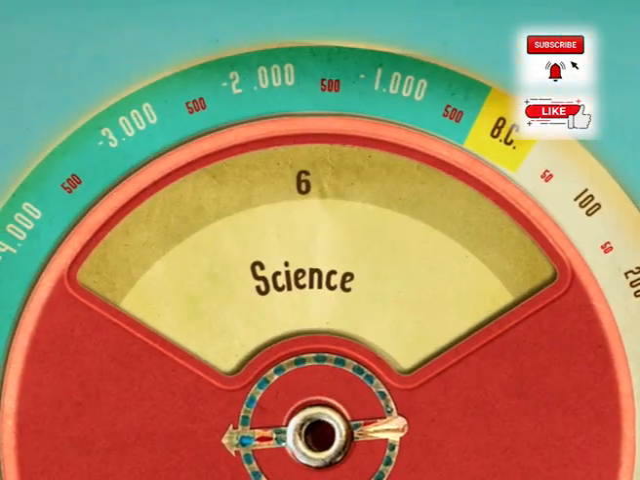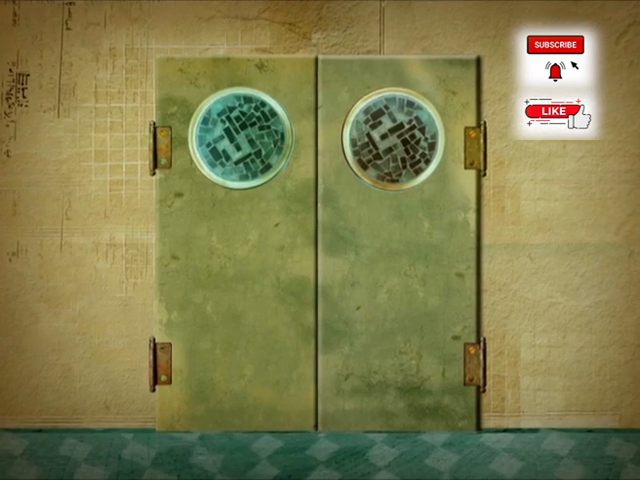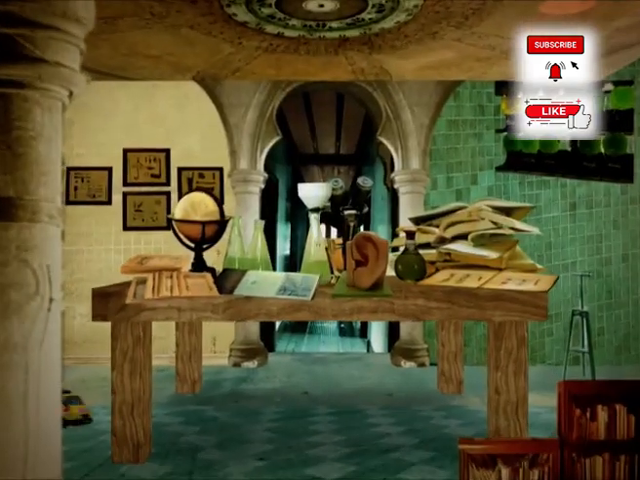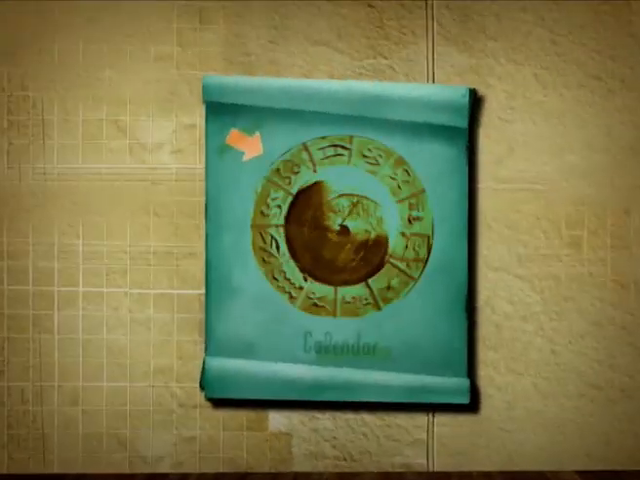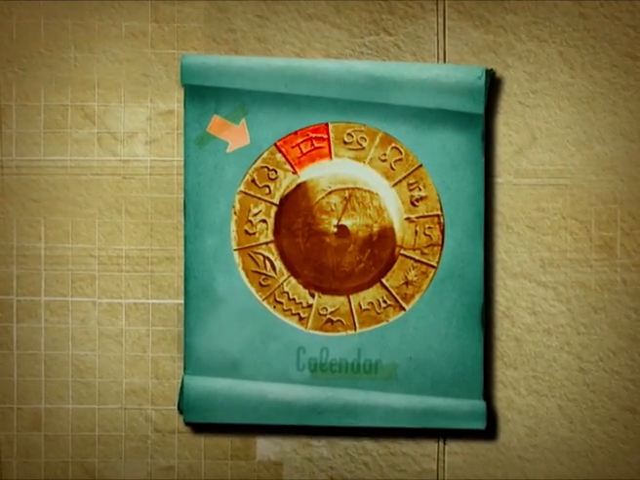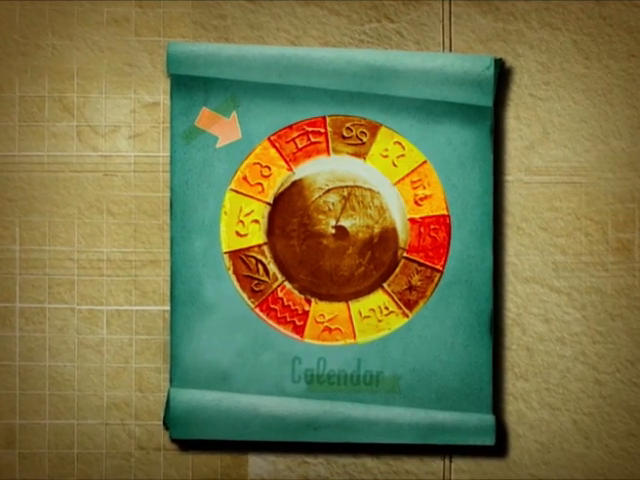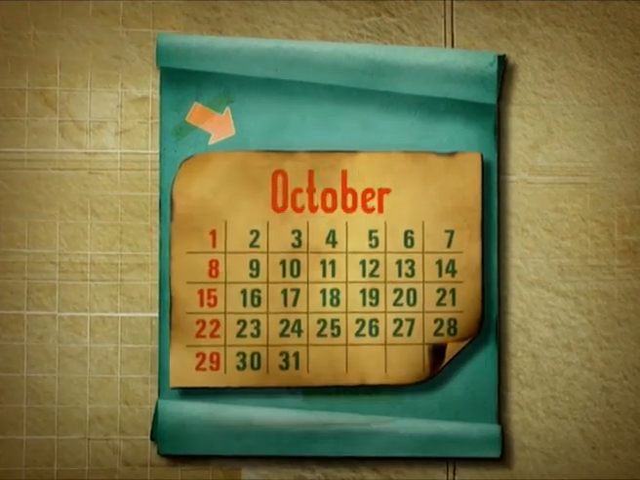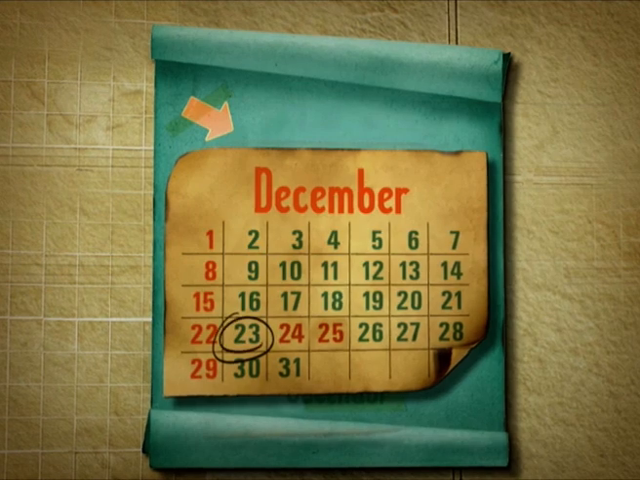Science. Ancient Egyptians were great astronomers and scientists. In fact, they created the 365-day calendar, with each day divided into 24 hours. That's the same calendar we use nowadays to know which day of the week it is, or when holidays begin.